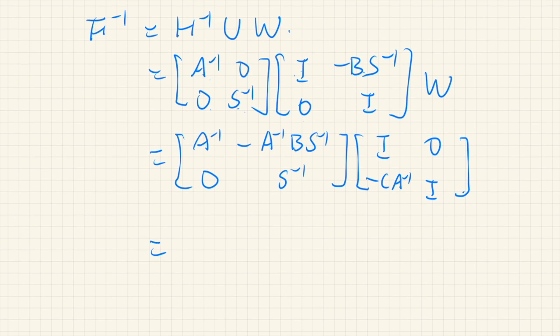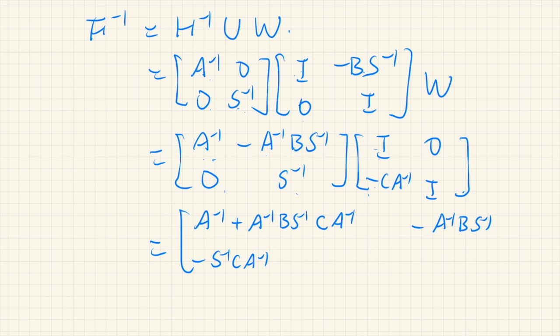So let's multiply them. So A inverse and this one, negative A inverse BS inverse times CA inverse. So negative sign here, so it's positive here. And A inverse, that's 0, and negative A inverse BS inverse, 0, and negative S inverse CA inverse, and this one is S inverse. So that's it. That's what we wanted to prove, and we are done.